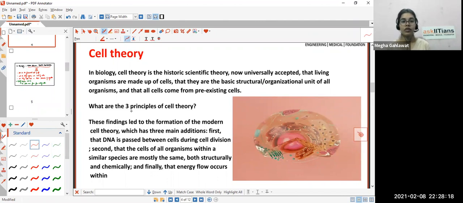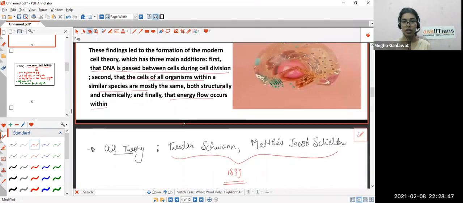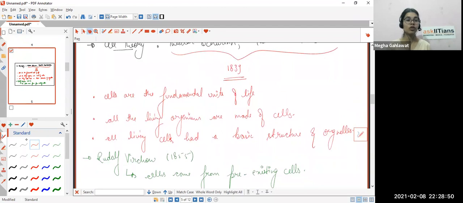So you see, three principles of cell theory. First, DNA is passed between cells during cell division. Second, the cells of organisms within similar species are mostly the same. And then energy flow occurs within the cells. That is the most generalized thing present in every cell theory, which was given by Theodor Schwann and Matthias Jakob Schleiden. These are the postulates which you'll have to write for the exam, so kindly note these down.